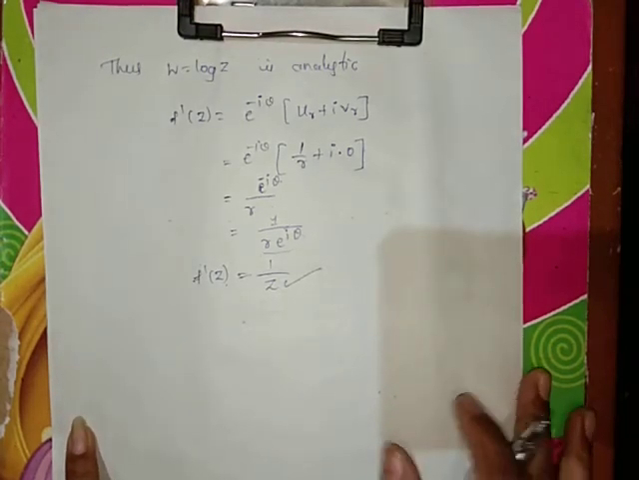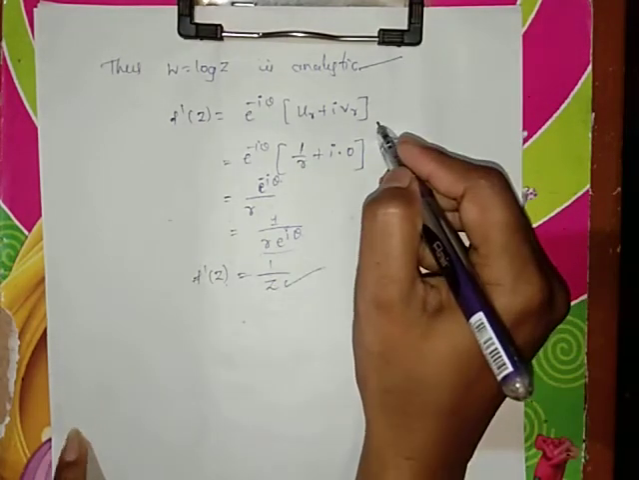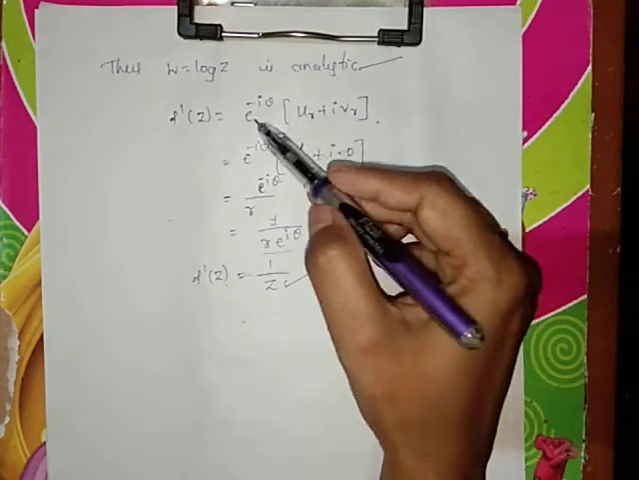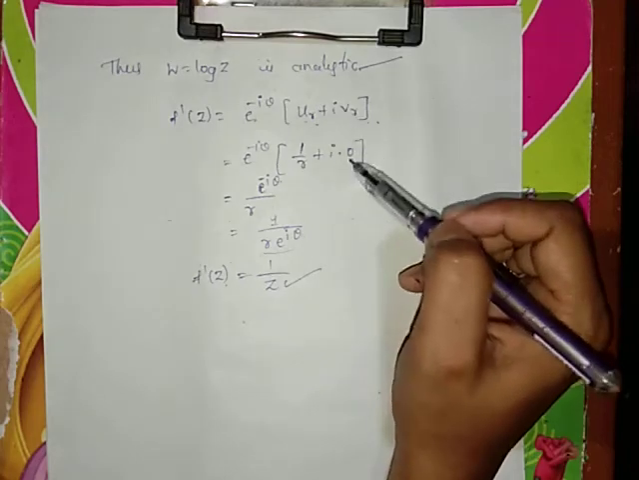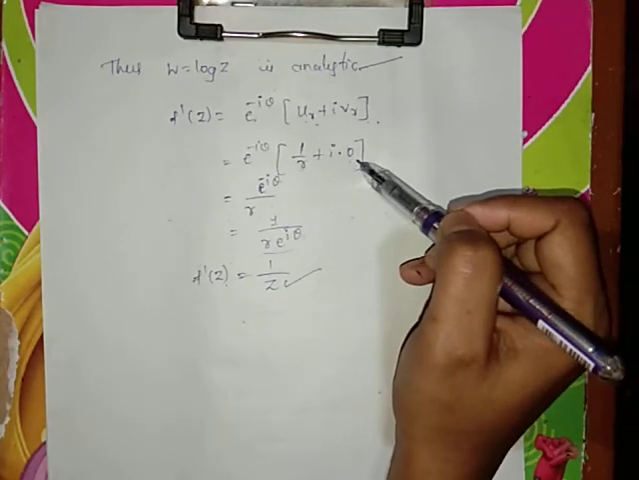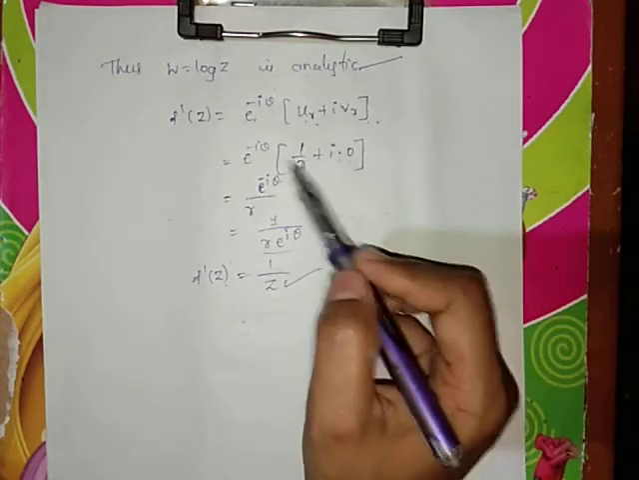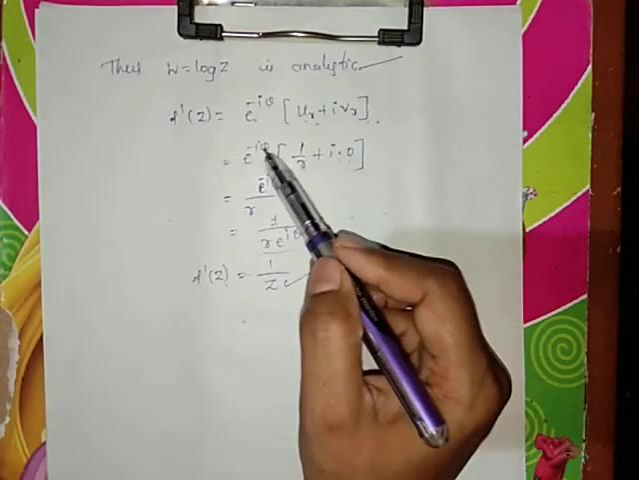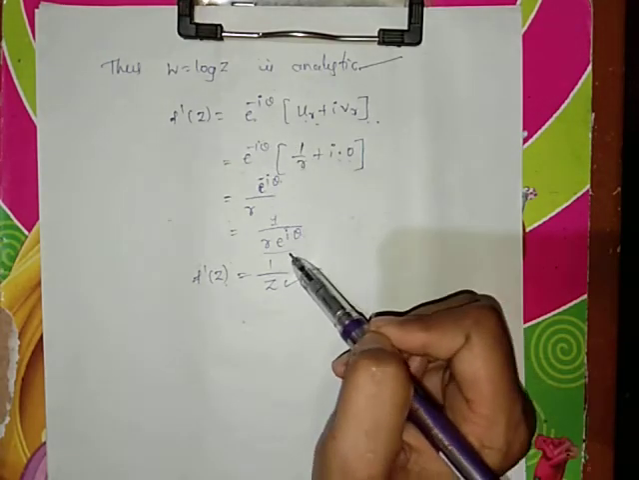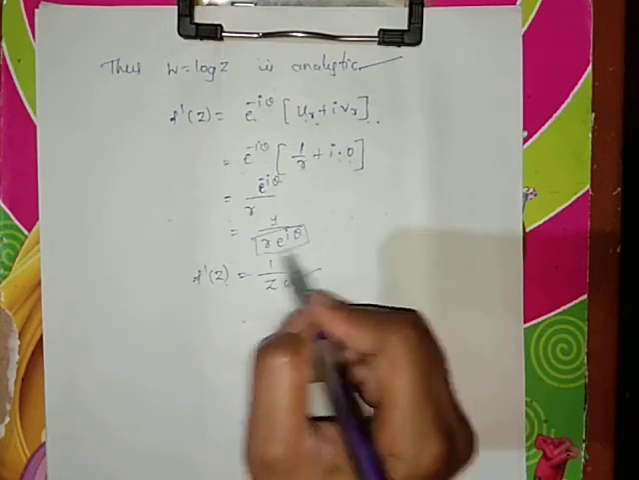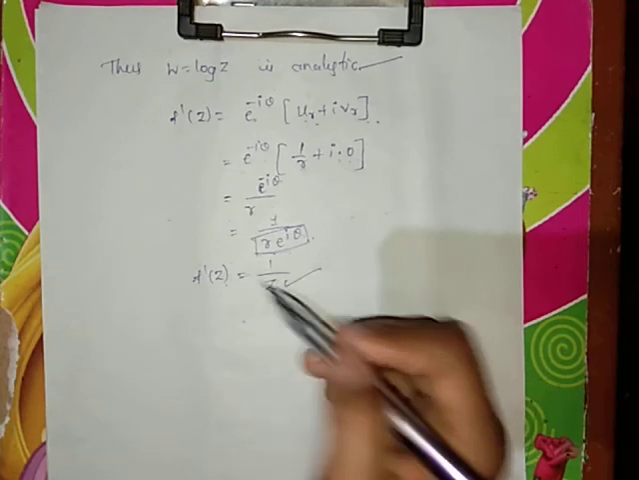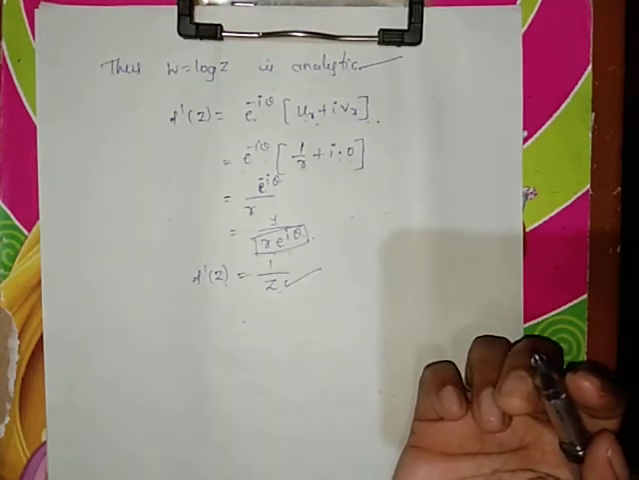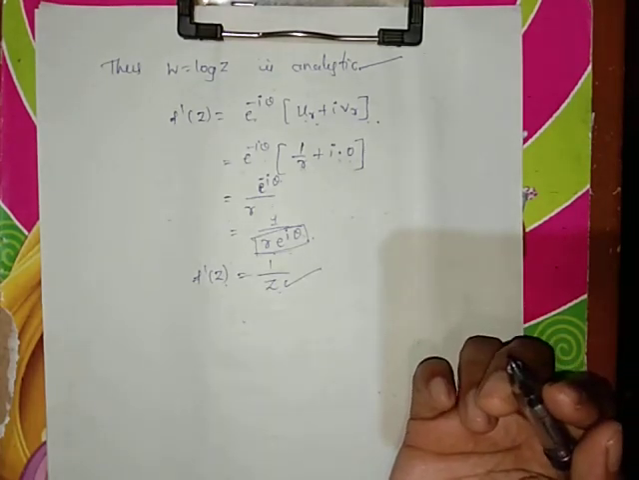So after concluding it is analytic, we know the formula of f dash of z, that is e raised to minus i theta into u r plus i v r. Substitute the u r and v r. After substituting, we get 1 by r into e raised to minus i theta. e raised to minus i theta will be taken to the denominator, so directly we get the function in terms of z. So f dash of z equals 1 by z. So that is our function, that is our derivative of the analytic function.